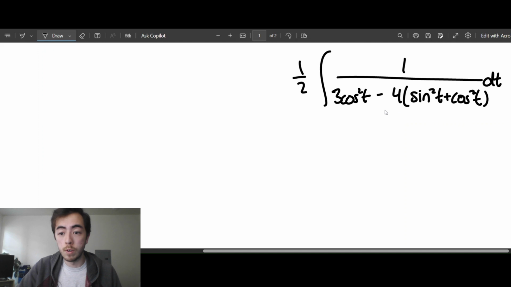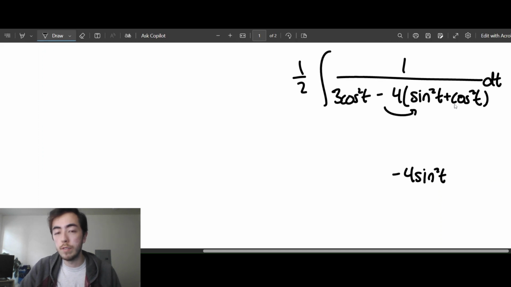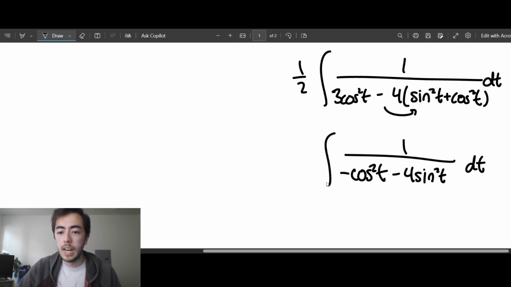Distributing this negative 4, I get minus 4 sine squared t on the bottom. And then the minus 4 cosine squared t almost cancels with this 3 cosine squared t. I'm left with just minus 1 cosine squared t on the bottom. I don't really like having negative signs here, so I am going to factor out the negative sign and make these both positive again.